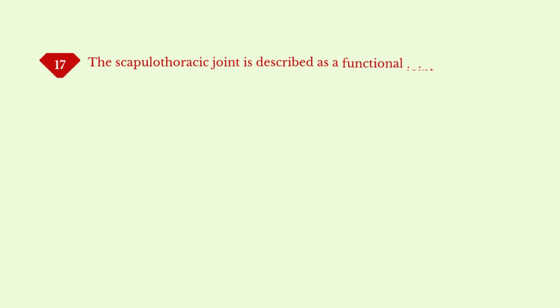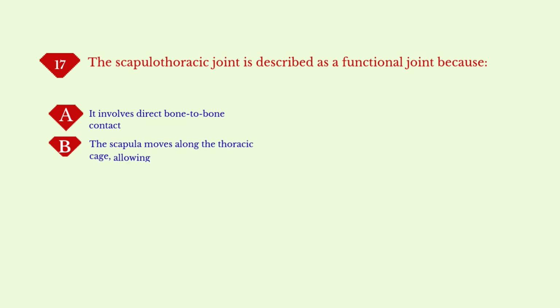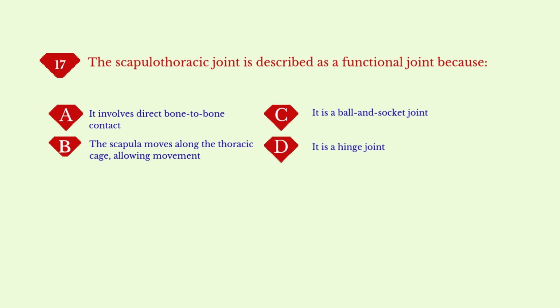The scapulothoracic joint is described as a functional joint because: A. It involves direct bone-to-bone contact. B. The scapula moves along the thoracic cage, allowing movement. C. It is a ball and socket joint. D. It is a hinge joint.